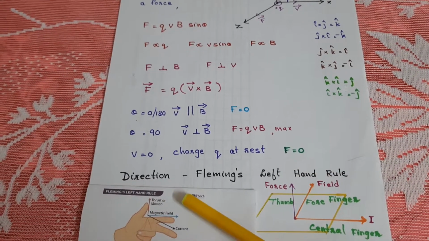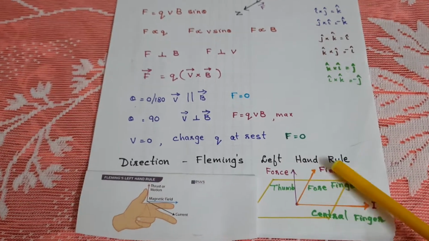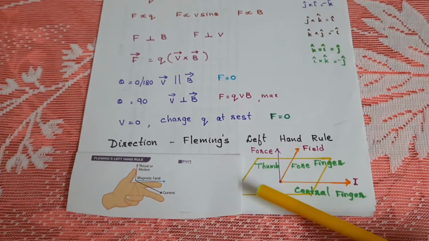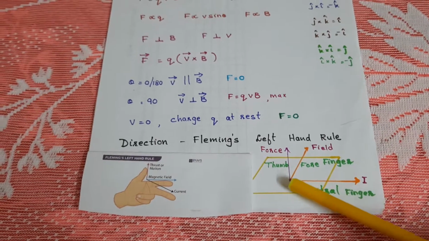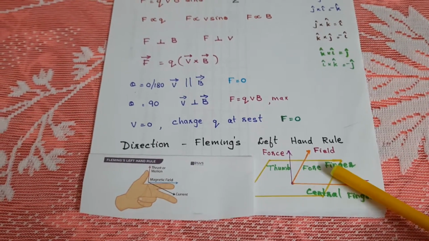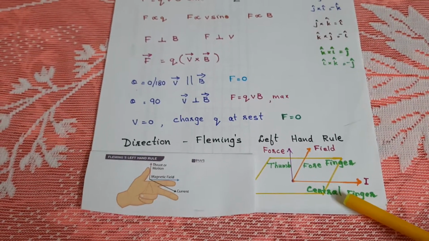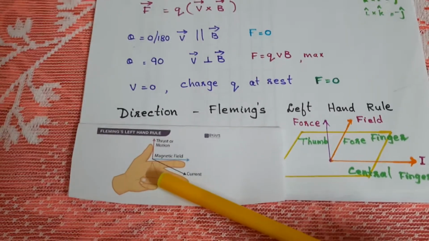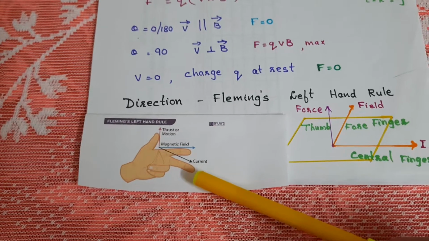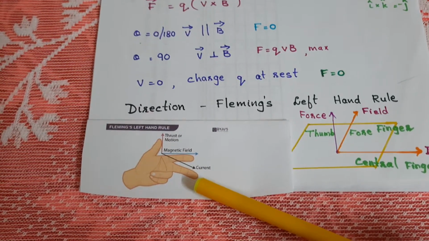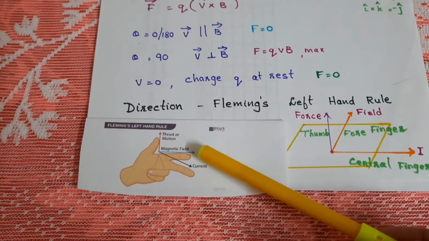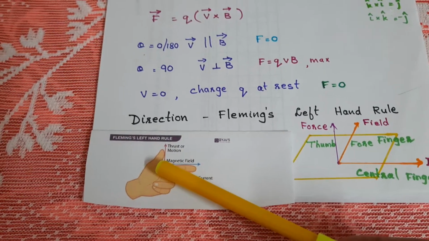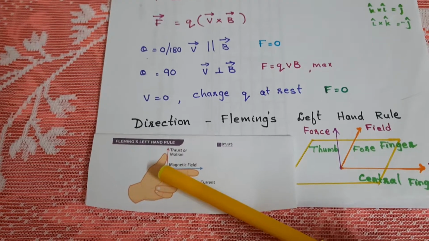The direction of the force is given by Fleming's left-hand rule. If we stretch the three fingers of the left hand, thumb, forefinger and central finger, in mutually perpendicular directions as shown here, the central finger points the direction of current, forefinger points the direction of field, then the thumb points the direction of force or direction of motion.